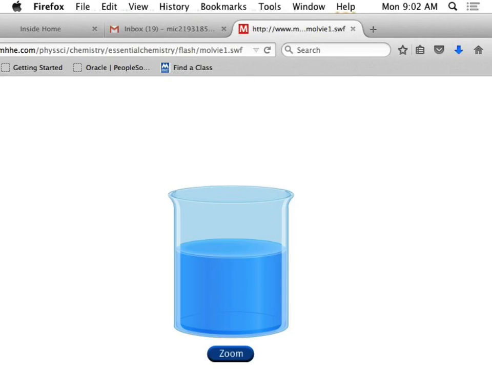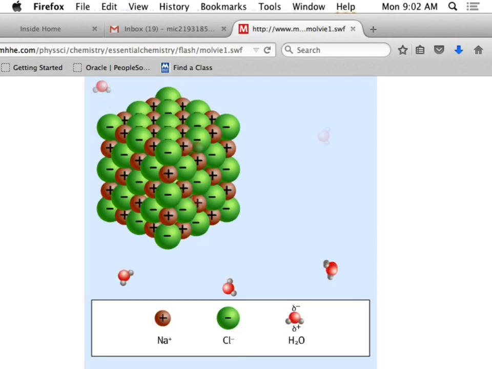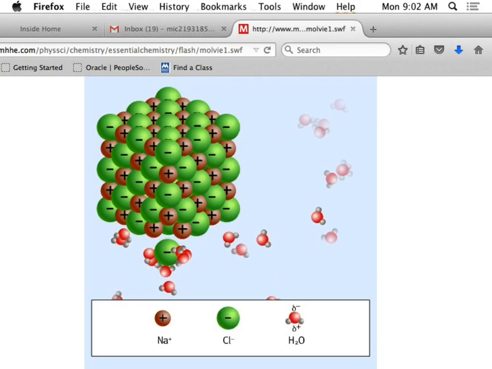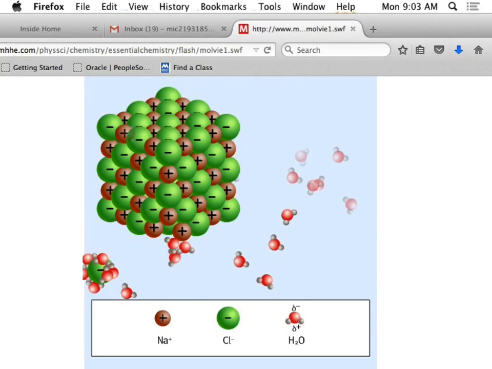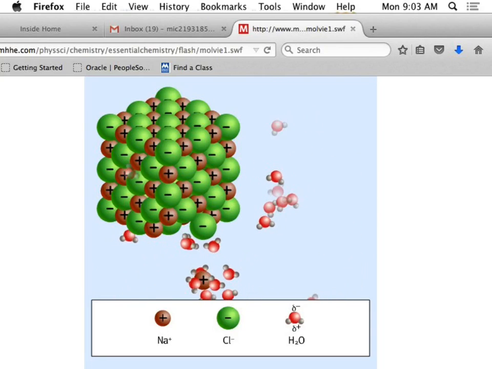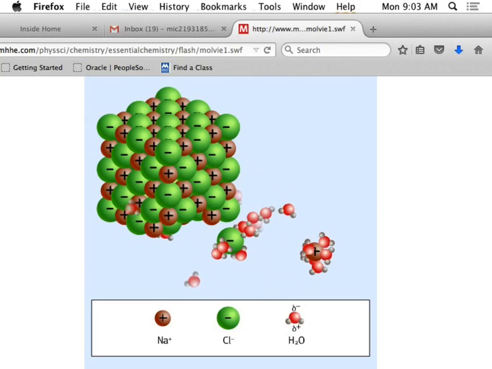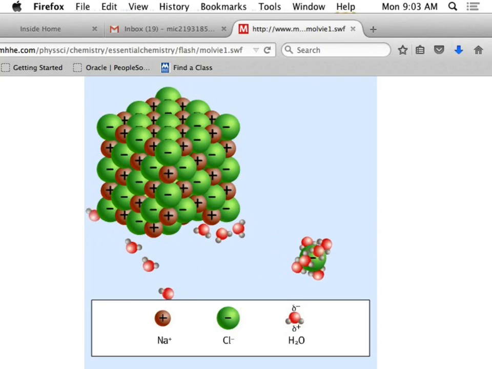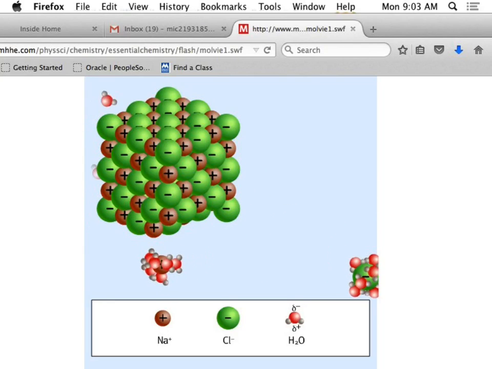And then if we zoom in on what's actually happening in that process, each of the water molecules comes up to that solid and wraps around individual ions. So when it goes through and does that, what do you notice is happening?